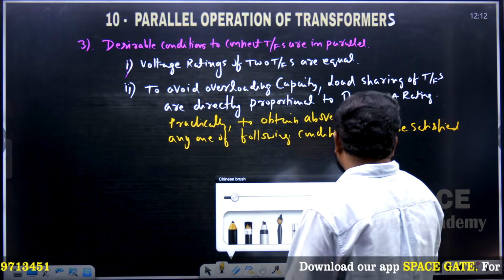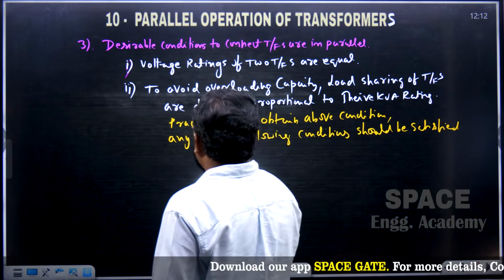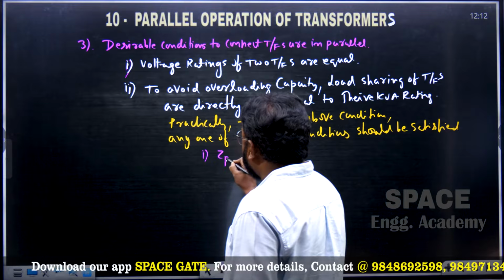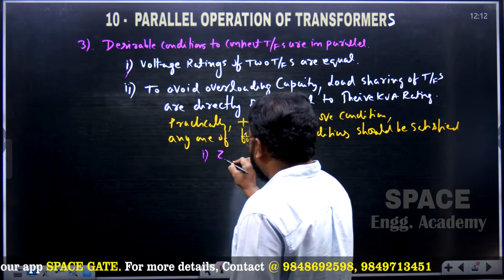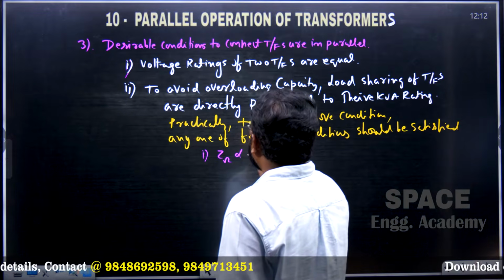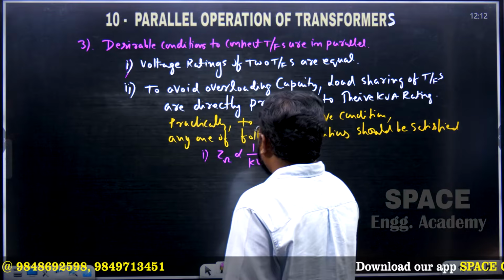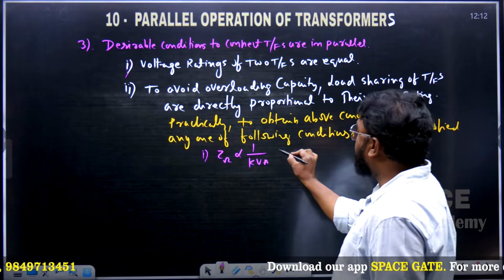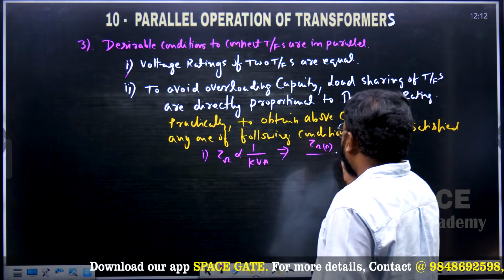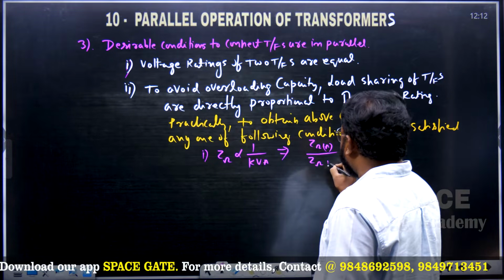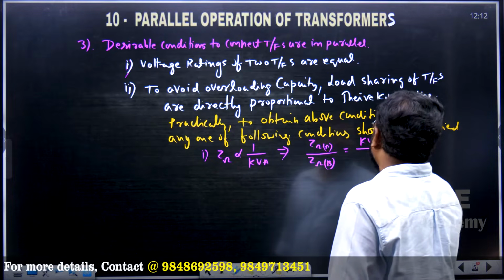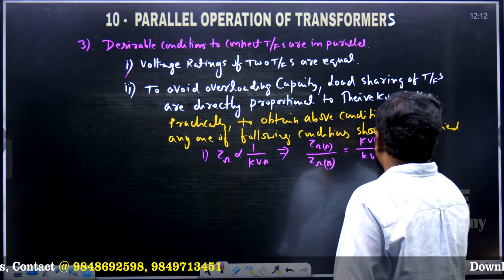So what are the conditions? The first condition here is the ohmic impedance of the transformer. The ohmic impedance of the transformer is inversely proportional to the kVA rating of the transformer. So suppose the ohmic impedance of transformer A divided by the ohmic impedance of transformer B is equal to the kVA rating of transformer B divided by the kVA rating of transformer A.